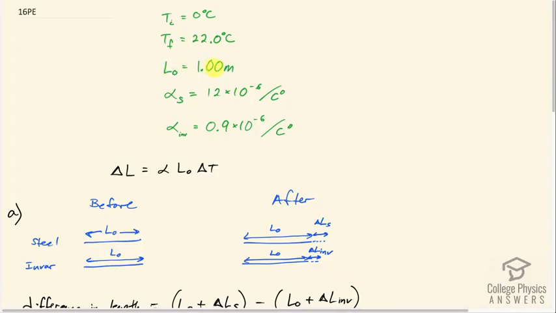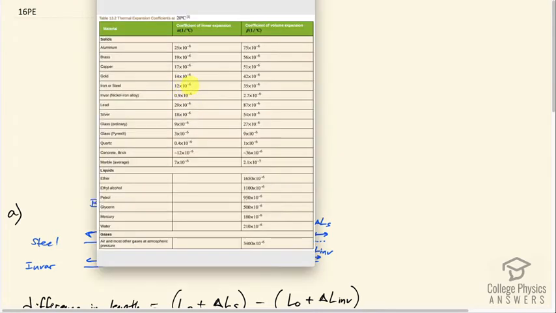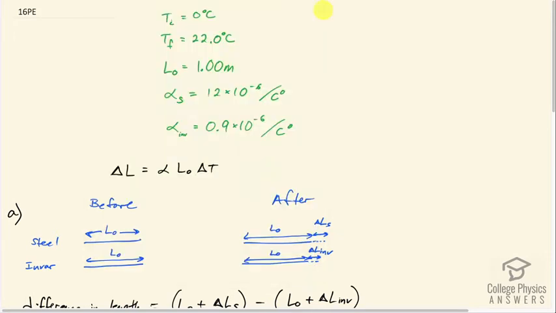We consider two meter sticks, which will have an initial length of 1 meter because they're meter sticks. One is made out of steel, which has a coefficient of linear expansion of 12 times 10 to the minus 6. The other one is made out of invar, an alloy of nickel and iron, which has a coefficient of linear expansion of 0.9 times 10 to the minus 6. The initial temperature is 0 degrees Celsius and the final temperature is 22. The question is, what will their length differences be after the temperature increases from 0 to 22?